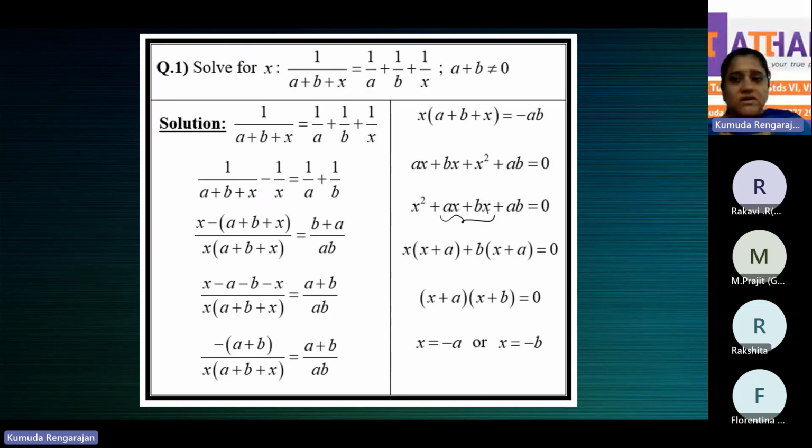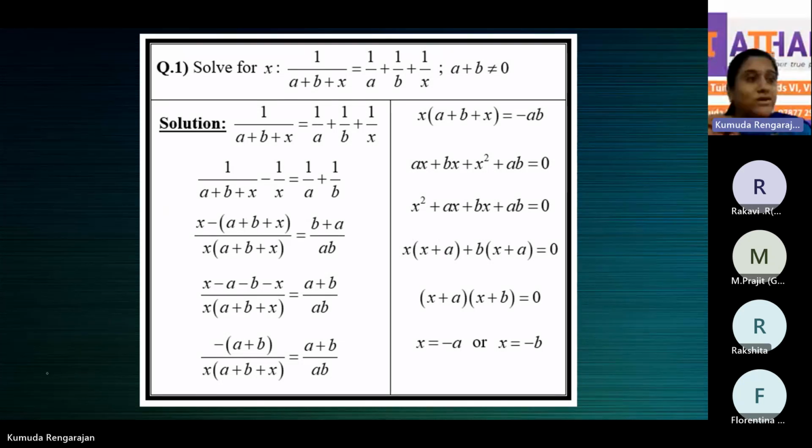There are 2x terms. So group the first two terms, group the last two terms. X is common. X into x, x squared, ax. Here b is common, is equal to 0. So x plus a, write it once, and then x plus b in the other bracket is equal to 0. So x is equal to minus a or x is equal to minus b.